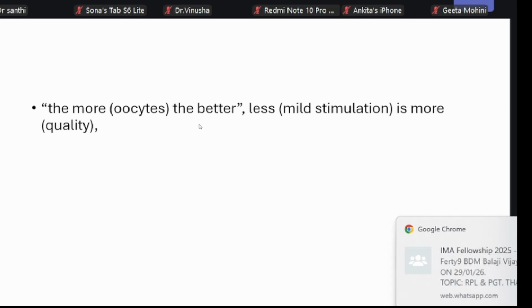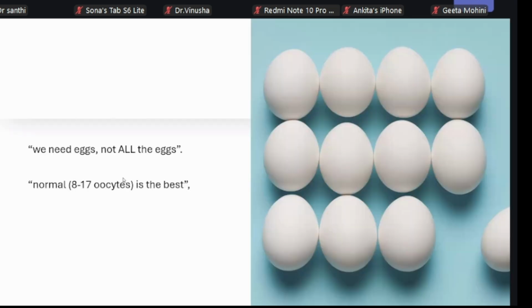So we need eggs, but not all the eggs. It is saying that the more the better, but less is more in terms of quality. Normally if we get 8 to 17 oocytes, we will be able to achieve good quality embryos and good pregnancy rates.